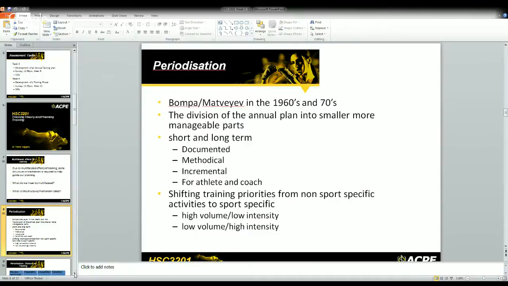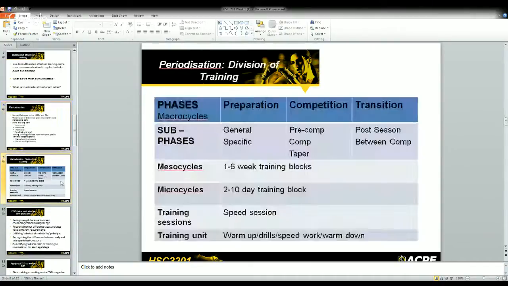Now, when we look at our annual plan, we can break it up into a series of macro cycles. We've got sub-phases. So the macro cycle is what we're looking at as our annual plan. We can look at three components: the preparation, the competition, the transition. Now, preparation is general or specific. So general is getting that sound base. Specific is when we start to focus and target the specific attributes required for the competition.